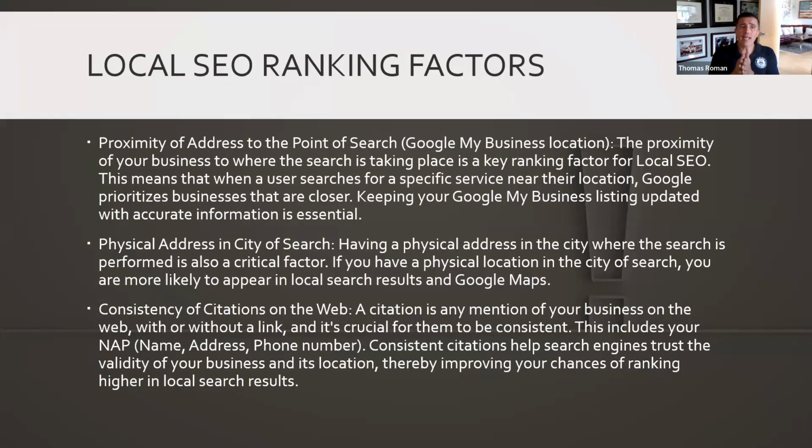So local SEO ranking factors. Number one is the proximity of your address to the point of local search, the Google My Business location, okay? And we're going to talk about the Google My Business as a separate slide. So this is the proximity of your business to where the search is taking place. That's a key factor for local SEO. This means that when a user types in a specific service near their location, Google prioritizes businesses that are closer. Keeping your Google My Business profile updated with accurate information is essential.